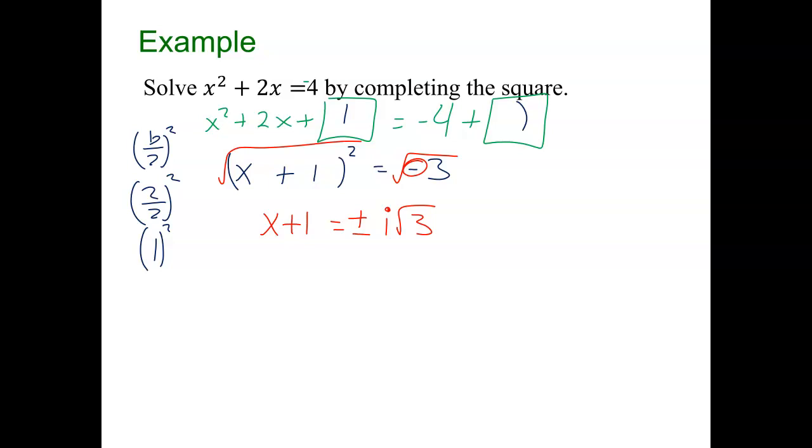Everything else remains the same. Last thing to get x by itself. Subtract 1. So x equals -1 plus or minus i root 3. There's no denominator because b was divisible by 2. So we won't have a denominator. But we could also have negative radicand. So keeping in mind, simplifying those complex numbers as much as you can.